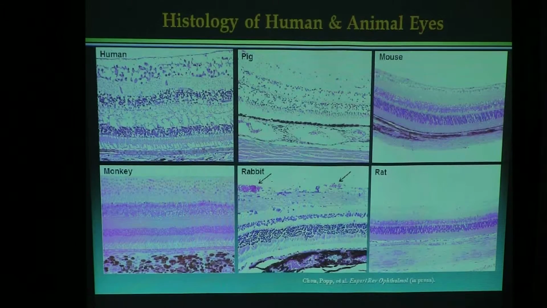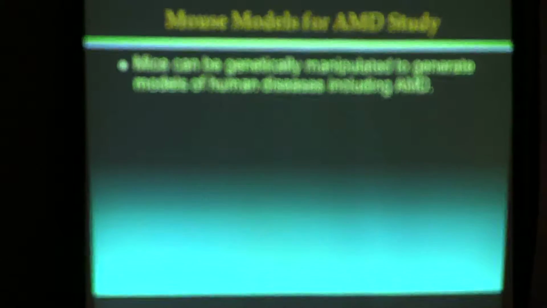But what I want to show you is the monkey has the macula, has multi-layer of ganglion cell, not in the rabbit, not in the rat or mouse. The pig has a little bit more. And also one needs to point out is the rabbit, the retina vessel is on the surface, not intraretinal. So keep this normal histology in mind.